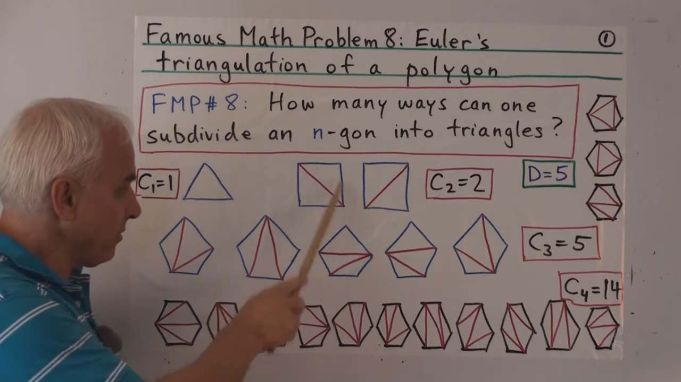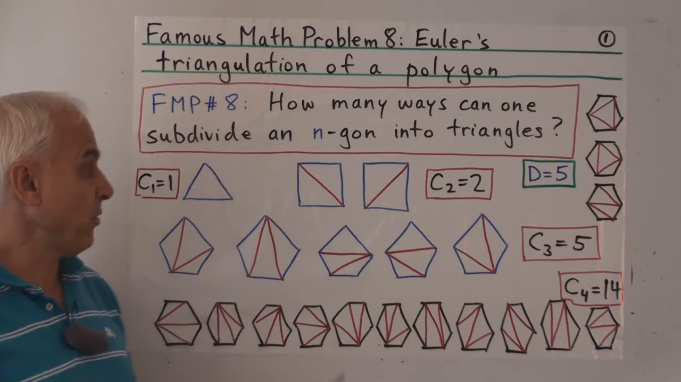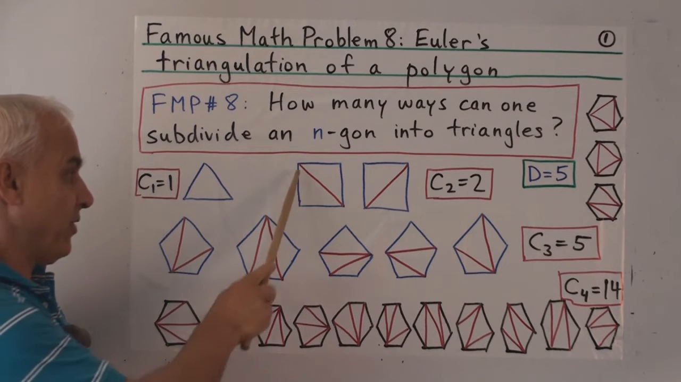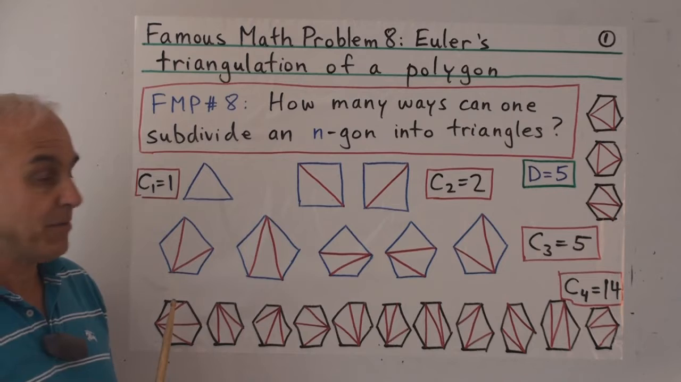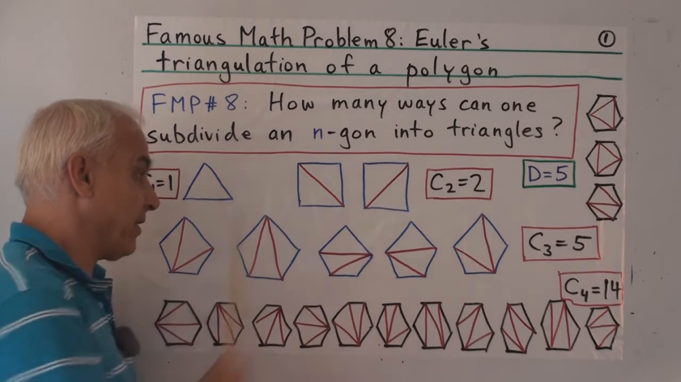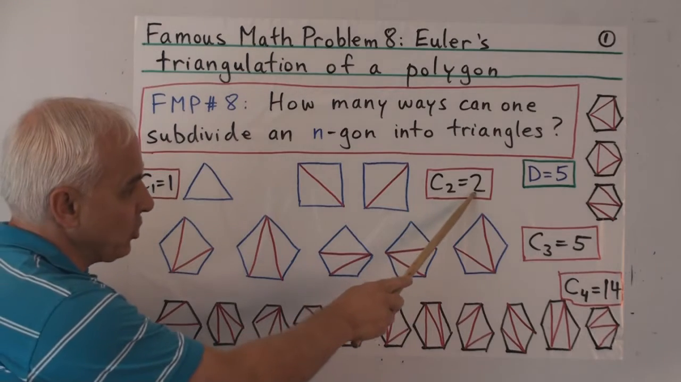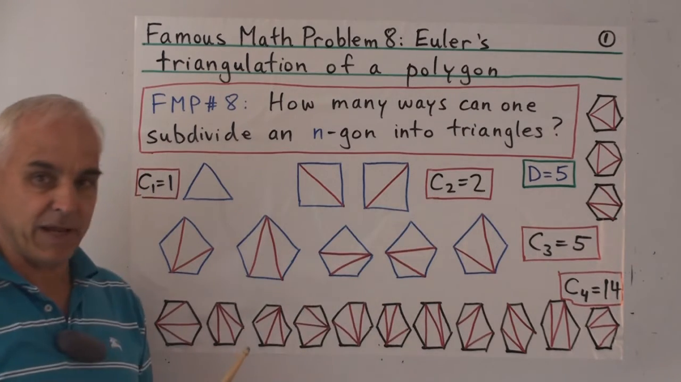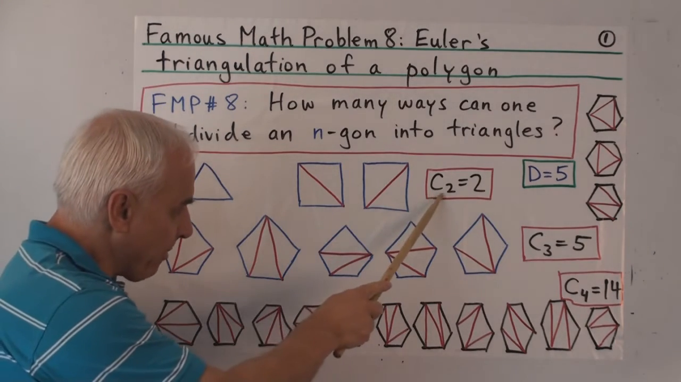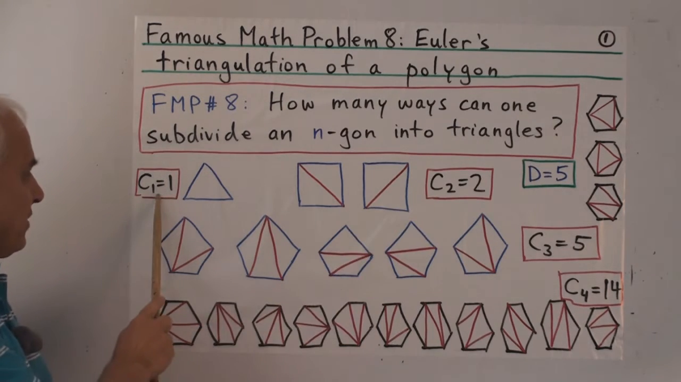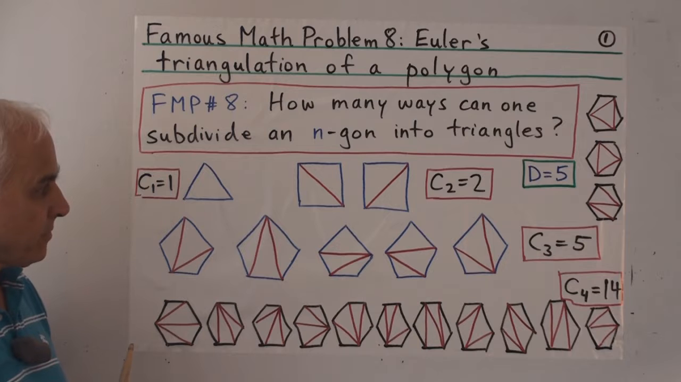With a 4-gon, which you can think of as a quadrilateral, and we'll represent it here as a square, you can subdivide it in 2 ways. You can draw a diagonal in that direction or a diagonal in that direction. So we'll count this as 2, and for a reason that I will explain in a little while, we're going to call this number C sub 2. It's actually the second Catalan number. This one's the first Catalan number.